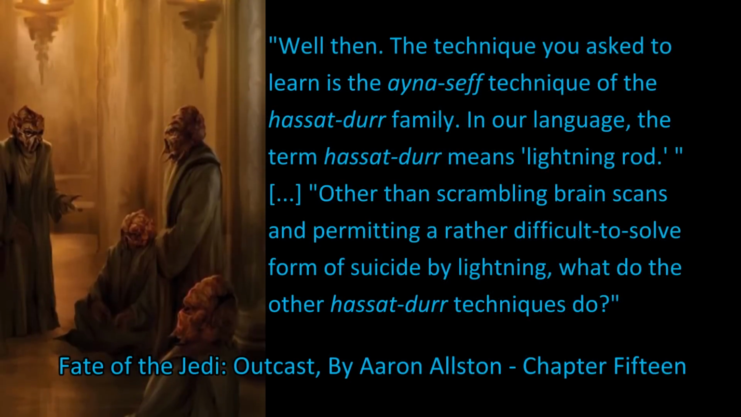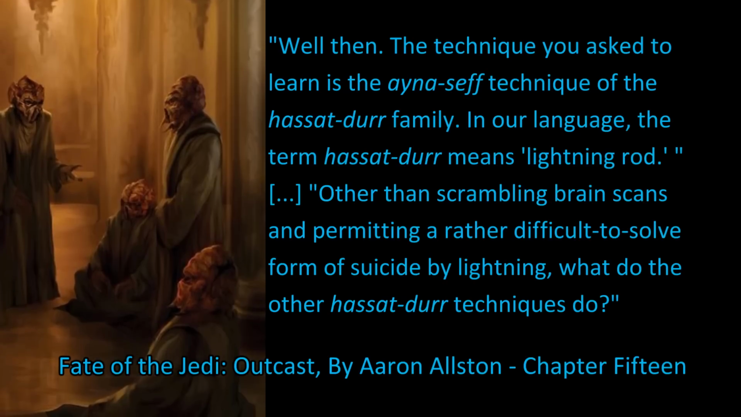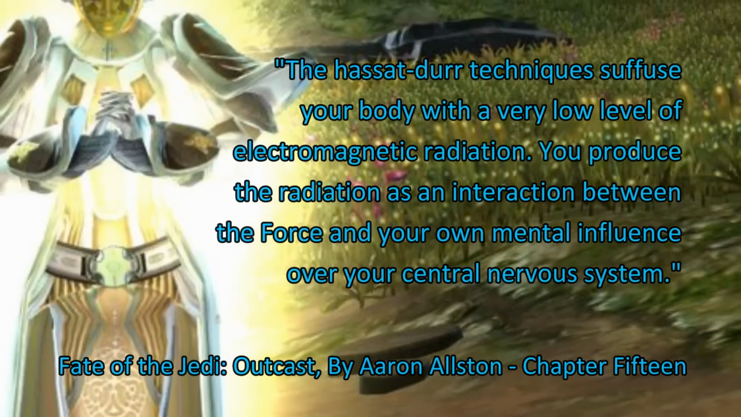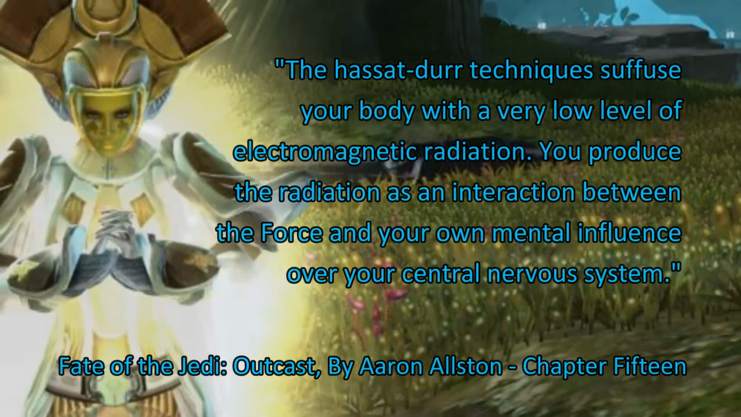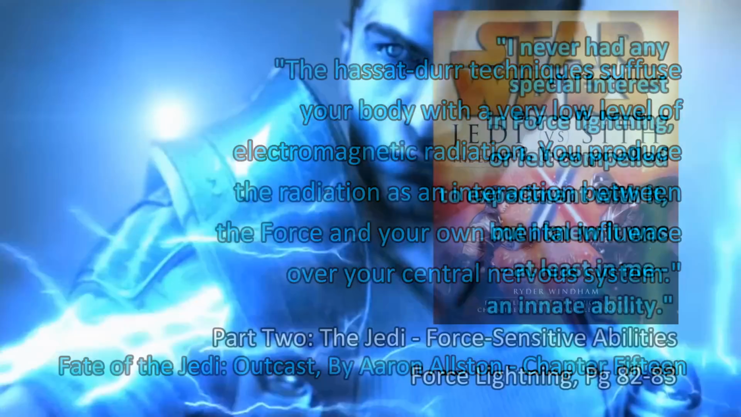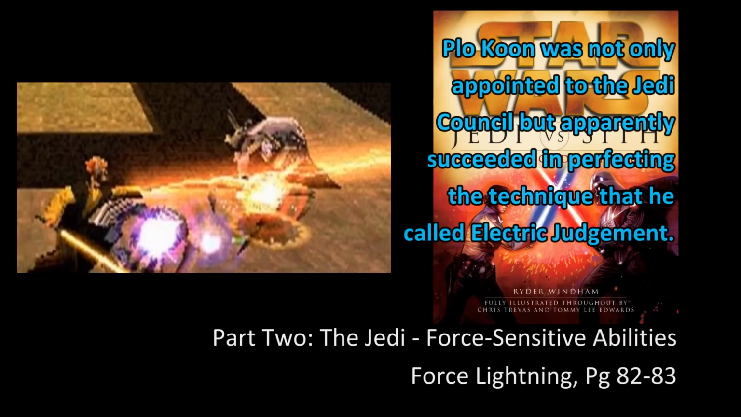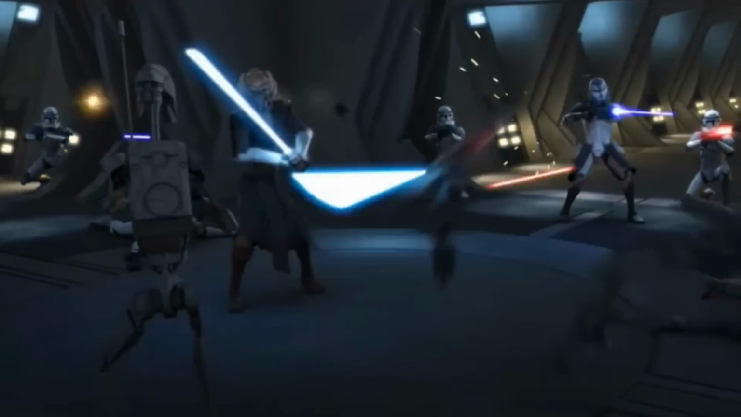One of their specific techniques was Anya Seth, which guarded against mental intrusion by scrambling the user's brain patterns. As with other techniques within the Hasad-dur family, this was achieved by exerting direct force control over one's own nervous system, a process that naturally suffused the body with electromagnetic energy. My belief is that this discipline fostered Koon's latent talent with Force Lightning, which he refined into his most notable ability, Electric Judgment.